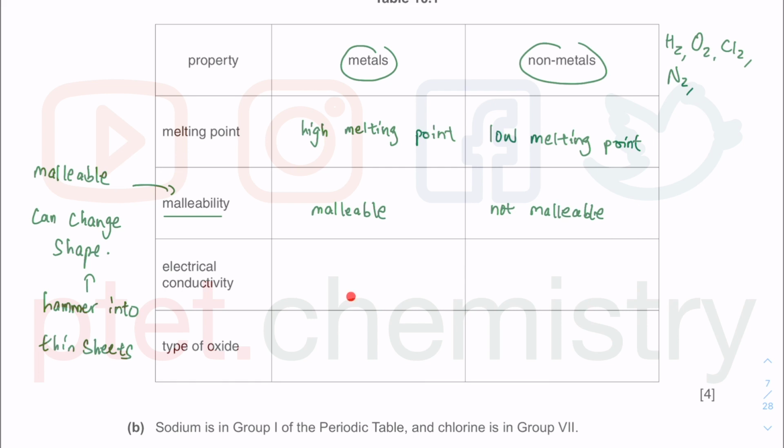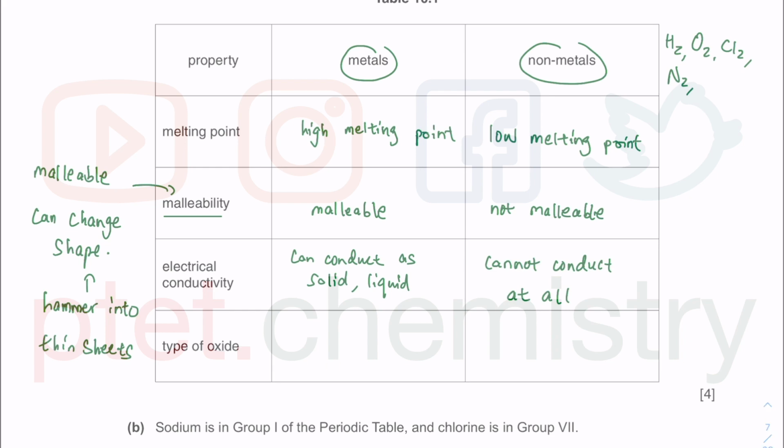Electrical conductivity, so metals can conduct as solid or liquid. In fact, they can conduct as solid and liquid, whereas nonmetals cannot conduct at all. So nonmetal cannot conduct at all.